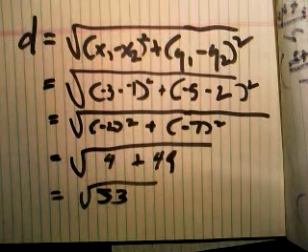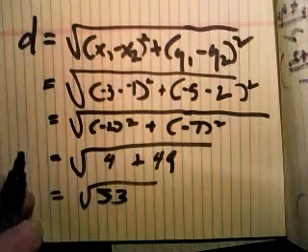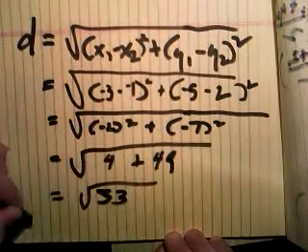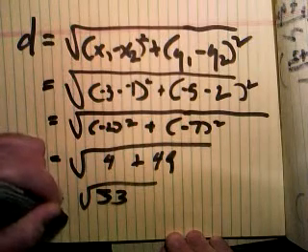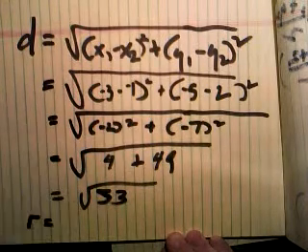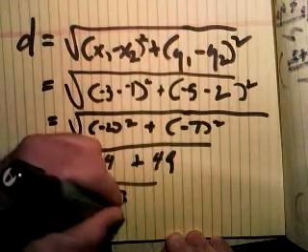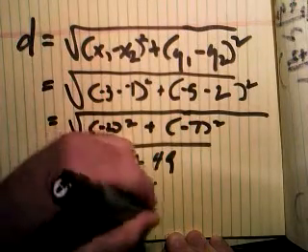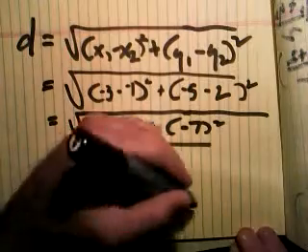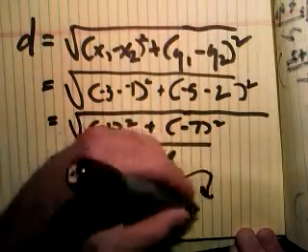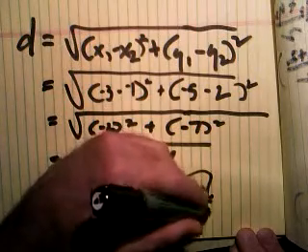We're not done. Keep going here. We have the diameter. The radius is equal to half of the diameter, or the diameter over 2. So we're really looking at taking this square root of 53 over 2.